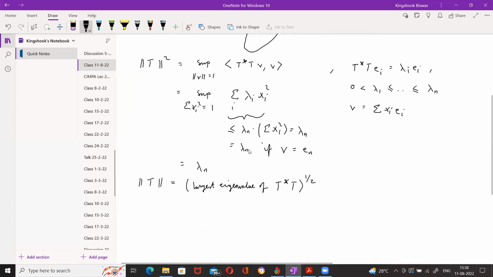Okay, so some easy properties. If I look at any vector V, then norm TV, if V is non-zero, I can write this as norm TV over norm V into norm V. And so this is less than or equal to, this term in brackets is less than the sup, which is norm T. So this is less than or equal to norm T into norm V.